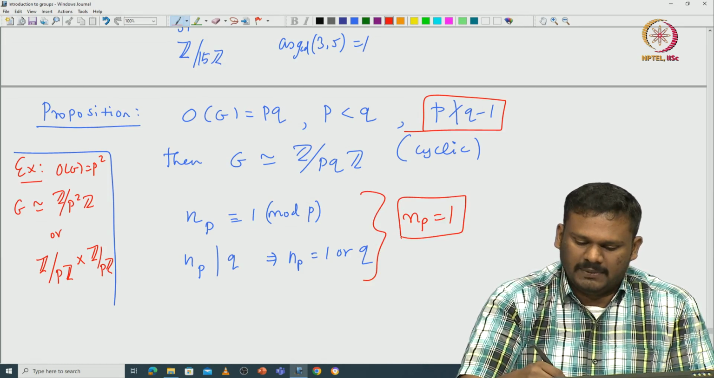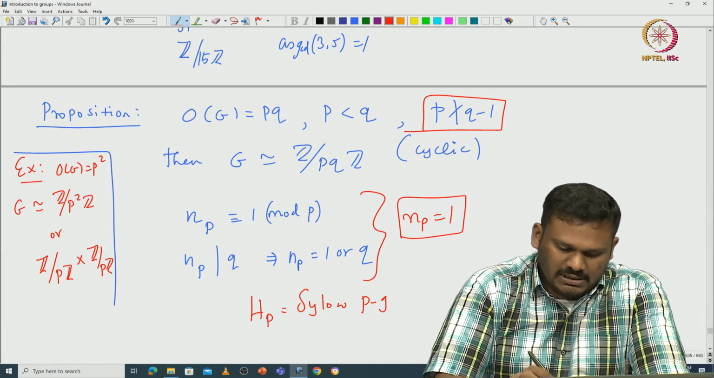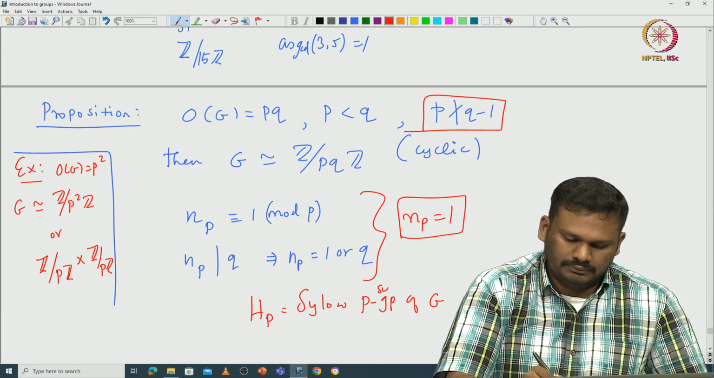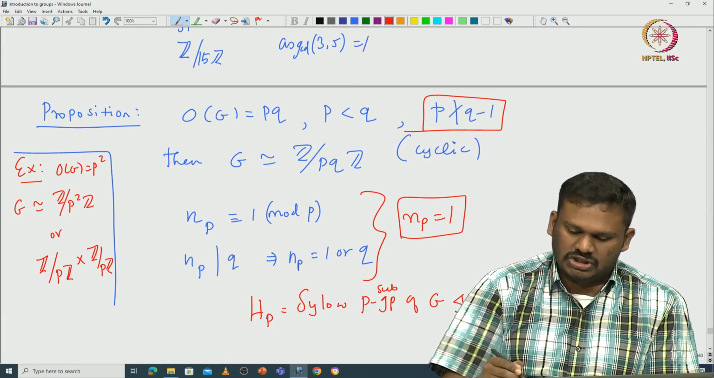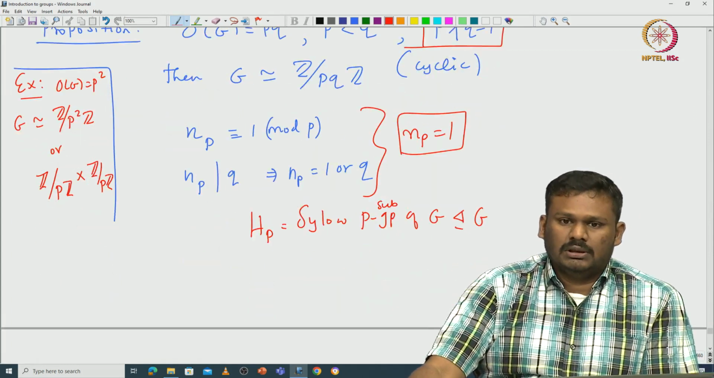Okay. So that means if you call it HP, that is the Sylow P subgroup of G, then you can see that this must be normal in G. So that is what we could conclude.